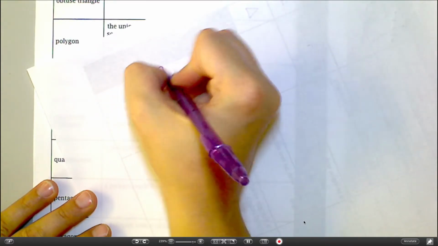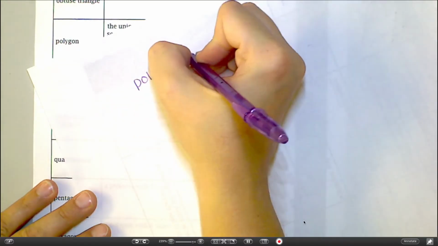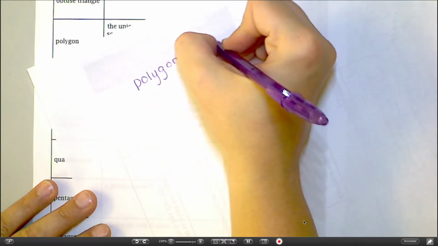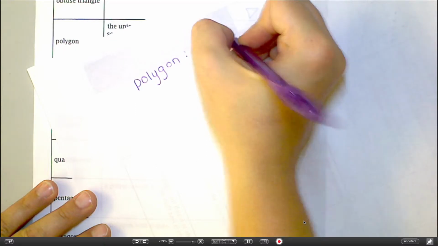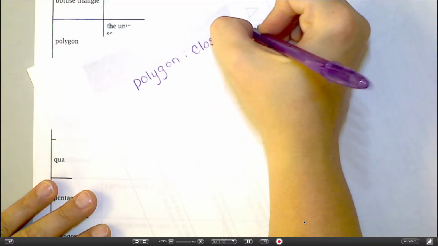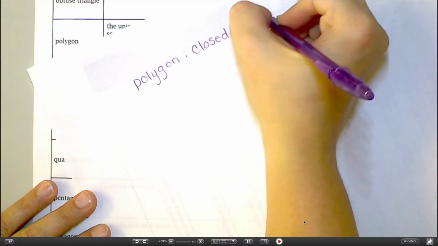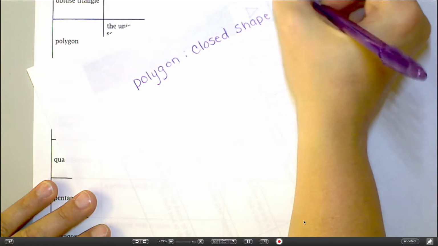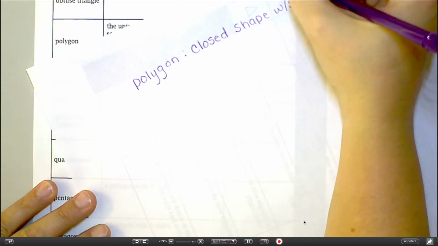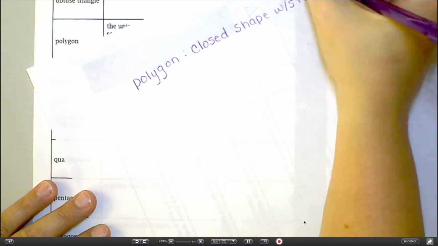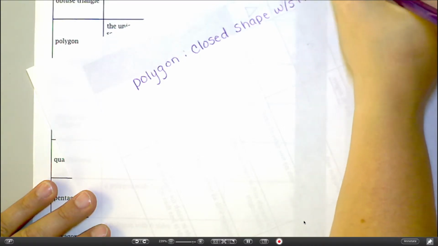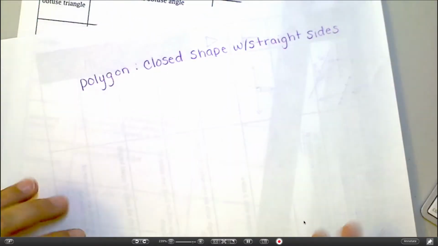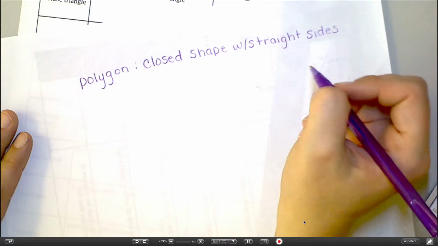When I ask you what is a polygon, I would love it if you would just tell me, oh, it's a shape. It is a closed shape. It does have to be closed. Like there can't be gaps in it. And it has to have straight sides. No curves. Okay? A closed shape with straight sides.